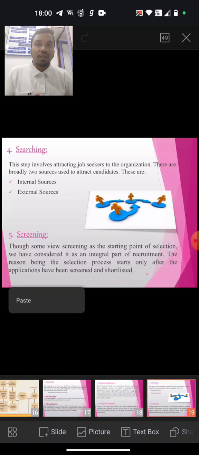Fifth one is screening. Screening is the starting point of selection. You can consider it as an integral part of recruitment. The reason being, the selection process starts only after the applications have been received, screened and shortlisted.